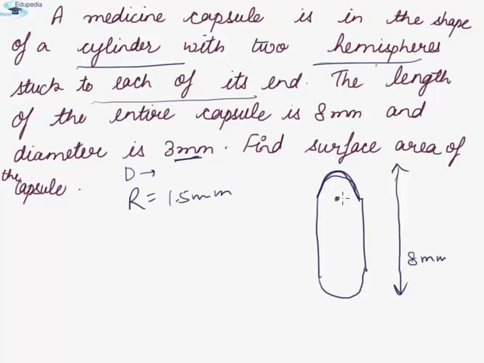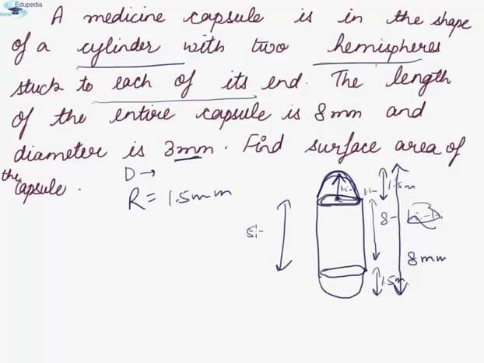Because we can say that if this is the center and this is the plane of joining of this hemisphere and cylinder, similarly here also the plane of joining, so we can say that this value, the radius, is 1.5 mm, or simply this value is 1.5 mm, because this will also be the radius of this hemisphere, or this height is 1.5 mm. Similarly for second hemisphere also this height is 1.5 mm. Thus we can say that this remaining height is 8 minus 1.5 minus 1.5, that is 8 minus 3, or this height is 5 mm.